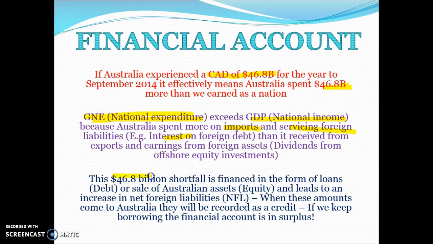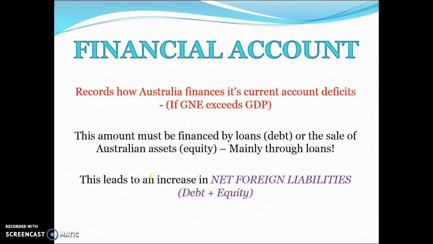This $46.8 billion shortfall, we finance in the form of loans or selling assets to other countries. So the credits in the financial account are essentially the call on us to borrow money from overseas. The financial account will have a surplus when we're borrowing and selling off more of our assets than we are lending and buying assets overseas. So the financial account effectively shows how we fund our excessive spending in the current account deficit.